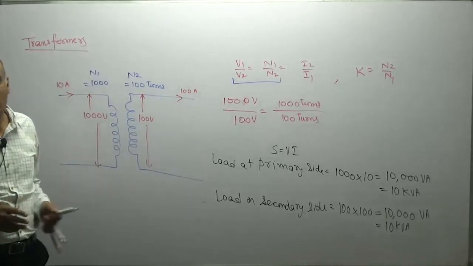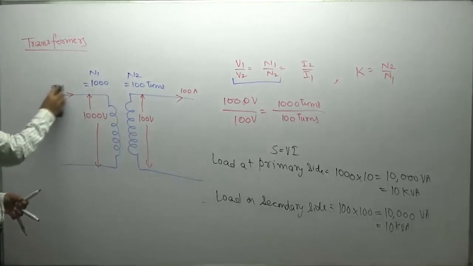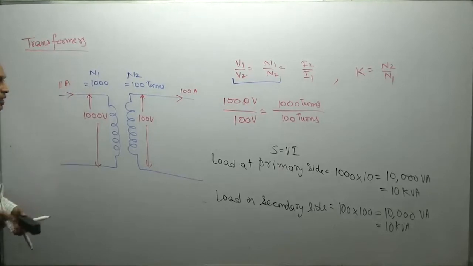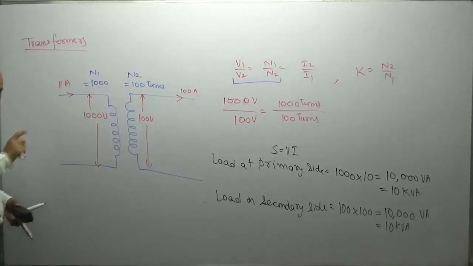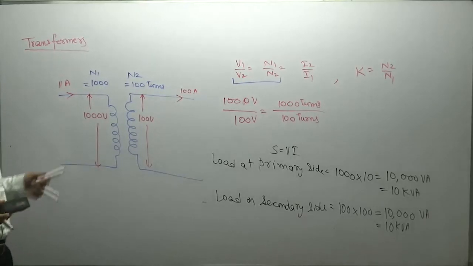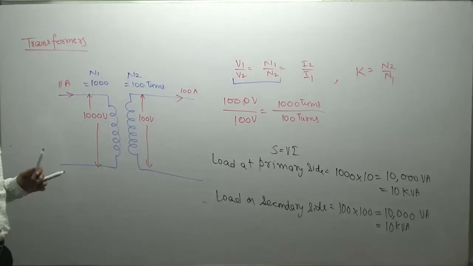But in an actual transformer, what will happen? Primary side current will be more than 10 ampere. It will be 11 ampere. Earlier I have written 10 ampere, but in a physically actual transformer, it will be more than 10 ampere, because there will be some no load current.